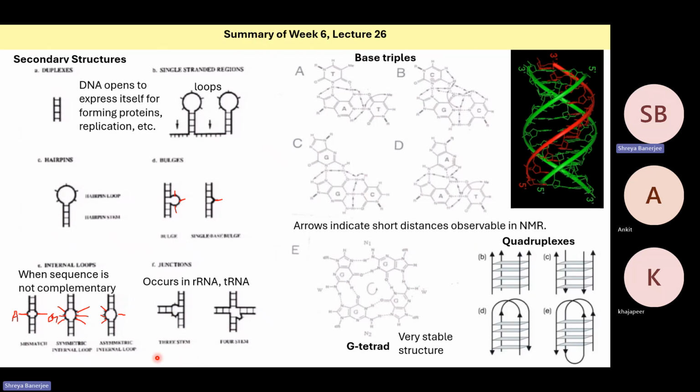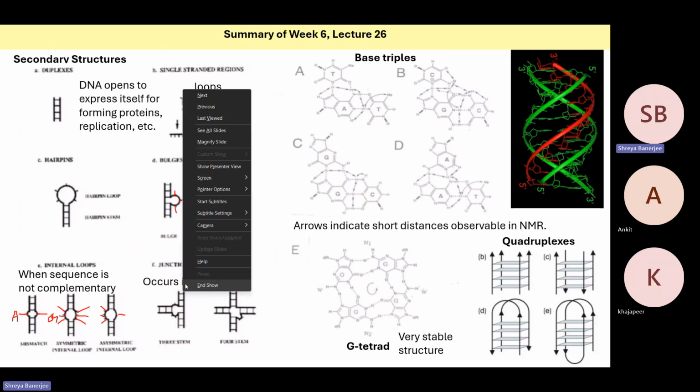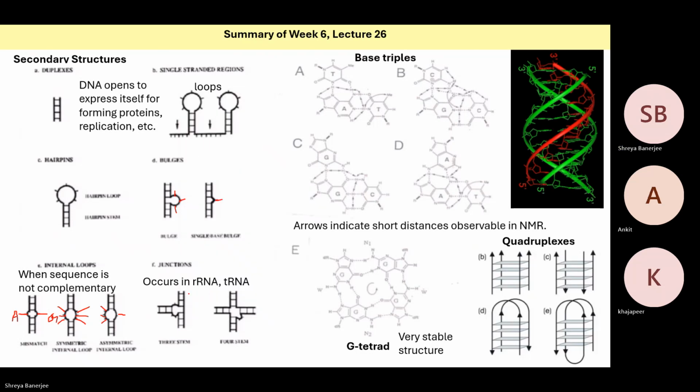You can also have structures where two double-stranded DNAs are joining, and at the point of joining there is a bulge or single-stranded region. Then it is called a three-stem junction, considered as 1, 2, and 3. You can also have four stems, that is four double-stranded DNAs coming together, and wherever they are joining, there can be single-stranded bulging regions.